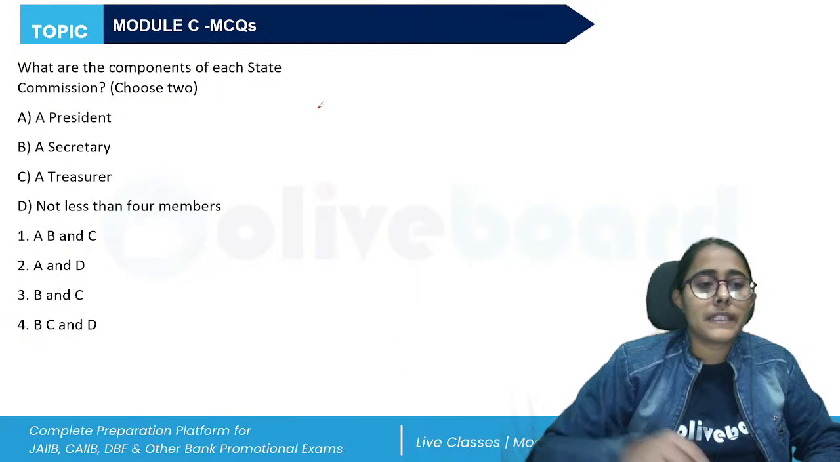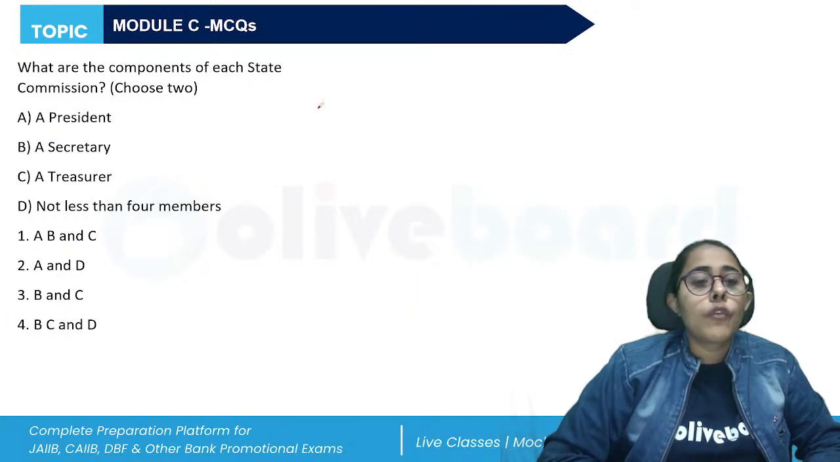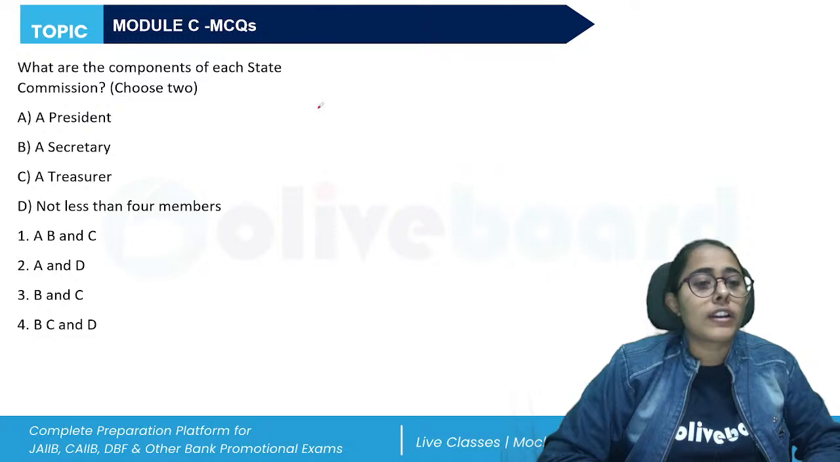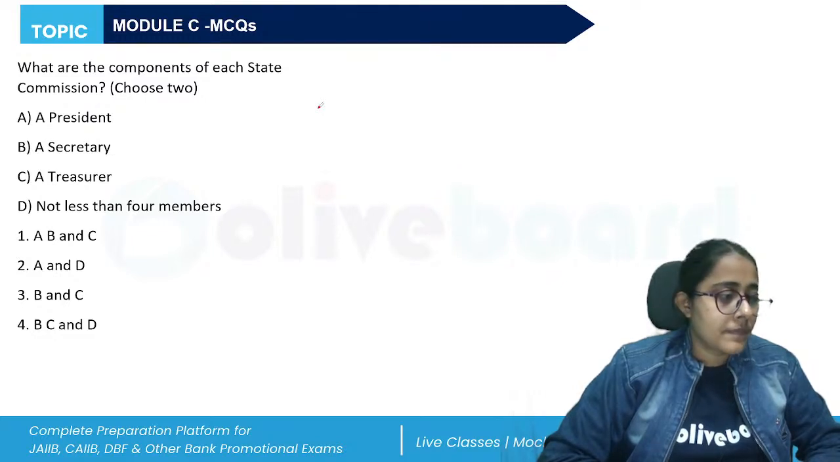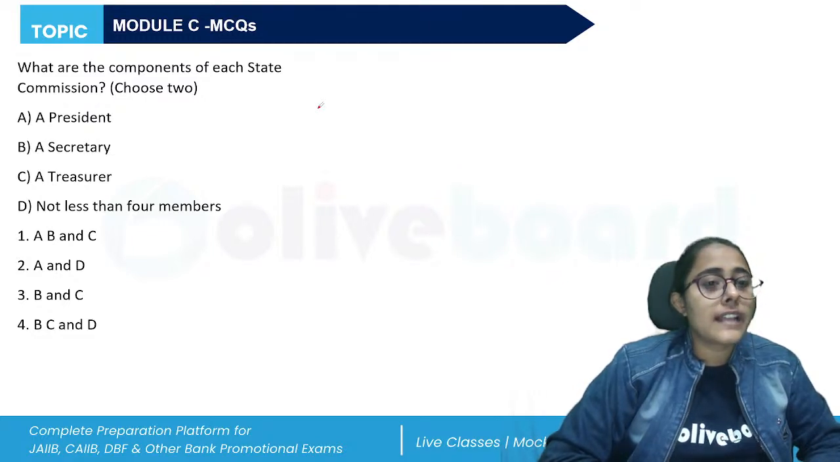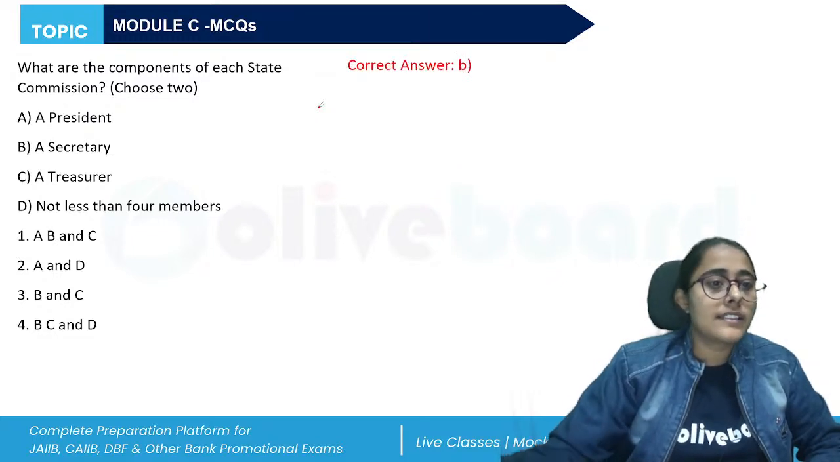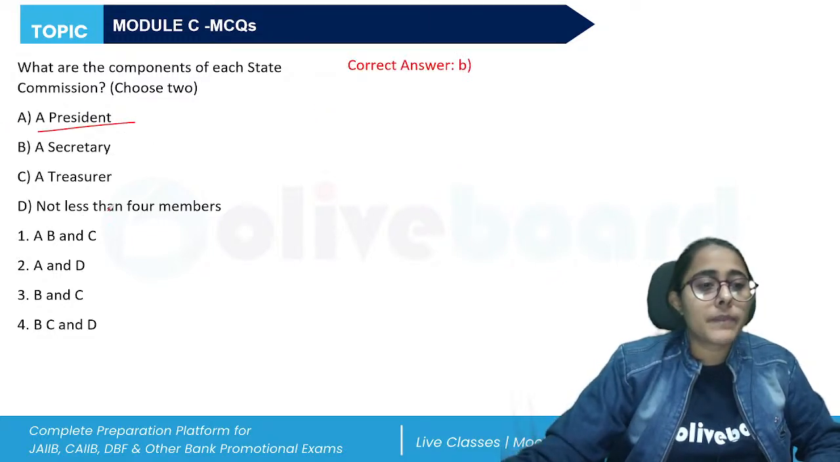That is option B. Next, what are the components of each state commission? Okay, so if a state commission for the consumer protection is set up, then what are the components? A president, a secretary, a treasurer, and not less than 4 members. Which of the following will be included as the member of the state commission? The correct answer is option B, that is president, and apart from that, members not less than 4.